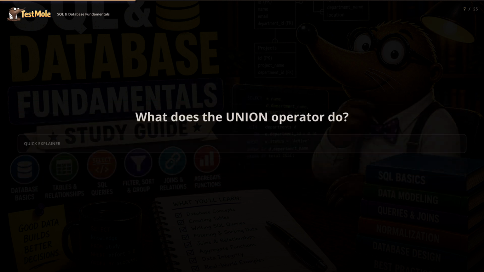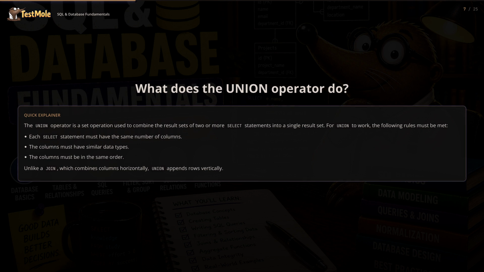What does the union operator do? The union operator is a set operation used to combine the result sets of two or more select statements into a single result set. For union to work, the following rules must be met.